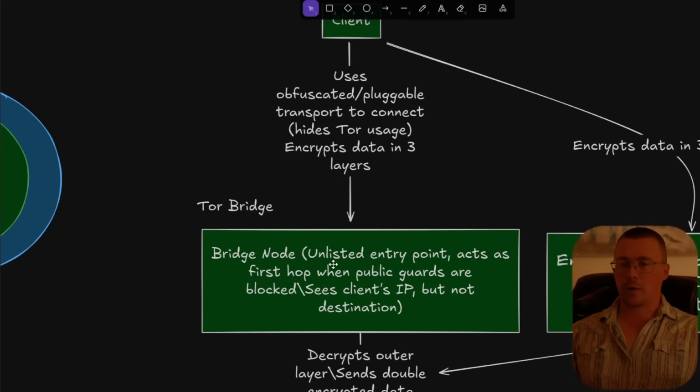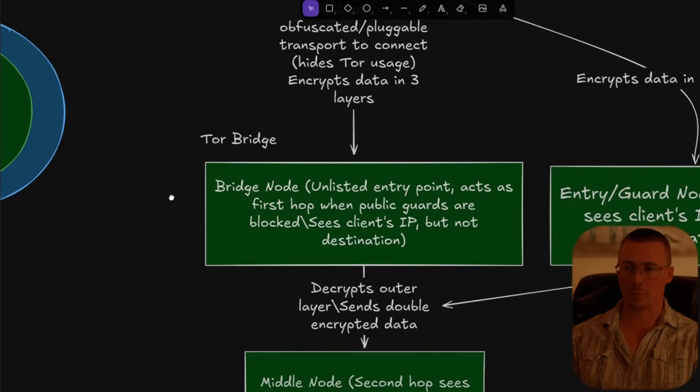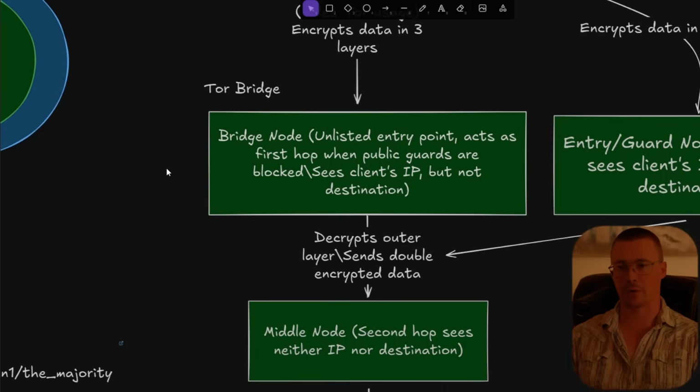The bridge node is an unlisted entry point. That is your first hop when, let's say, your entry guard is blocked. So again, it sees your IP address, but not the destination. Again, we'll get into bridges more here in just a little bit, and I will show you how to enable these inside of the Tor browser.